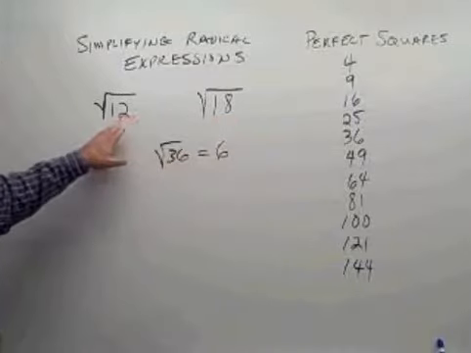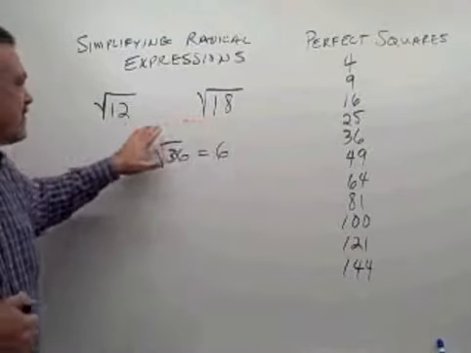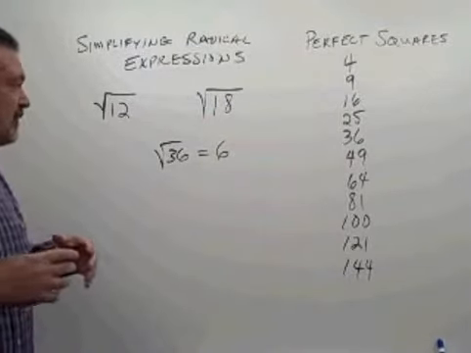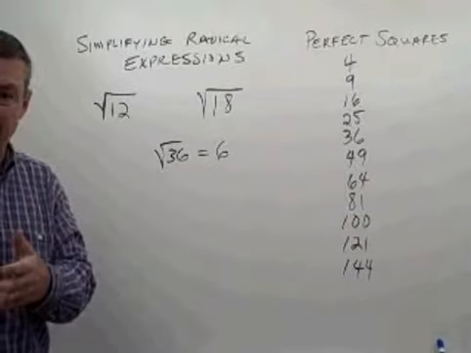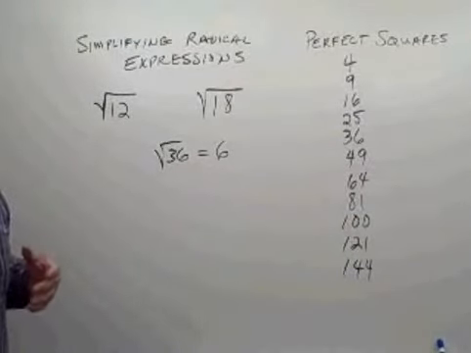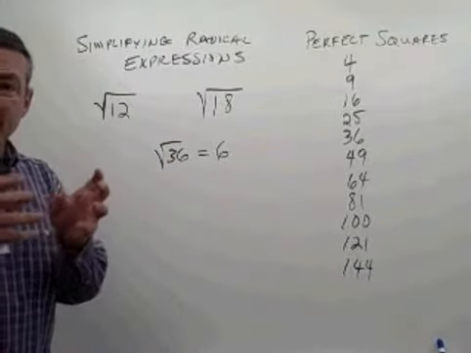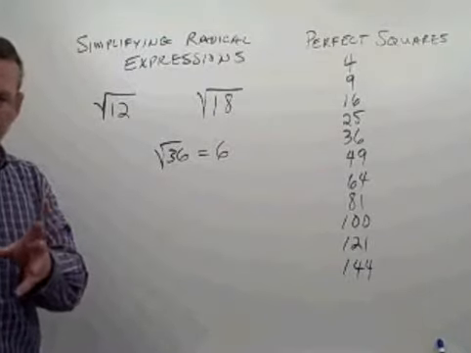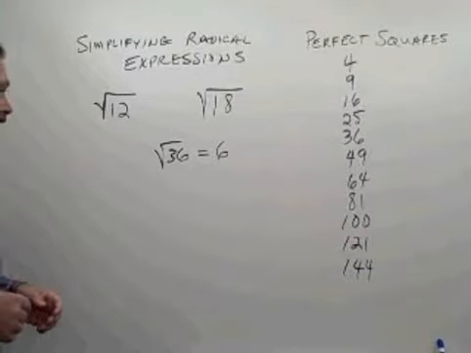However, 18 and 12 are not in the list of perfect squares. If you tried to take the square root of those numbers, you would not get a whole number answer. So one technique is to get an approximation by using your calculator. Another technique is to simplify the radical expression, which leaves your answer as an exact answer, which sometimes is preferable depending upon what you're going to be doing with that answer once you have found it.